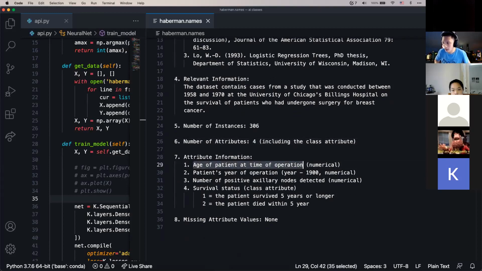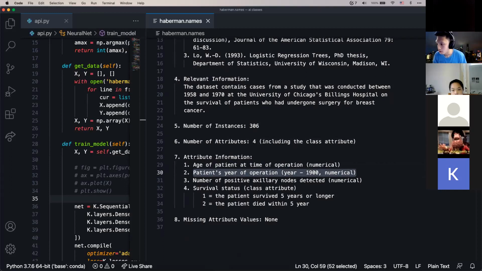Age of a patient at the time of the operation. So this is one of the features that we're going to be feeding in. We have a patient's year of operation. So apparently it matters when a patient was operated on. And I think this makes sense because in more modern times, you will have better equipment and perhaps your chances of survival are a bit higher.